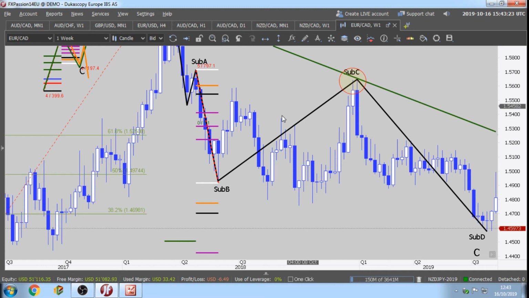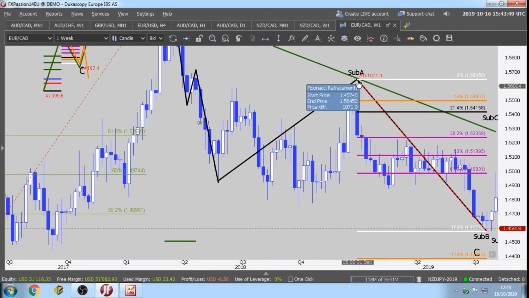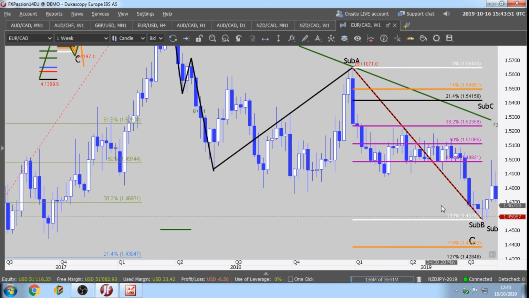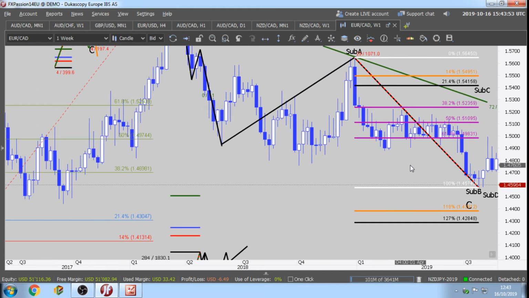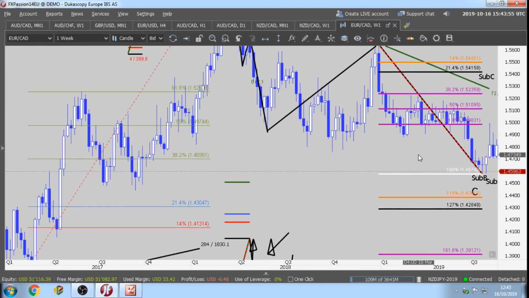So sub A, sub B. Now I'm going to delete the circle. Yes, correct, sub C. So I'm going to move my sub A to my sub C. This is my sub A, and sub B goes to my sub D. I'm going to delete this sequence and Fibonacci retracement tool, and I'm going to spread again. And let's compress the chart slowly. We are here.